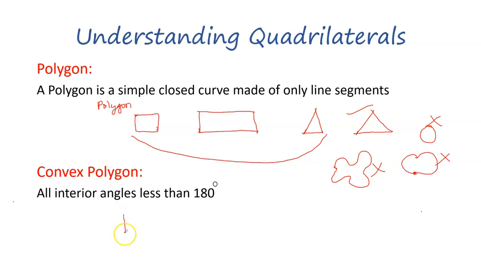For example, when we take this structure, this is the angle. All the angles are 90 degrees, which is less than 180 degrees. Similarly, in all the shapes, the interior angle means the angle inside the shape. So interior angles are always individually less than 180 degrees.